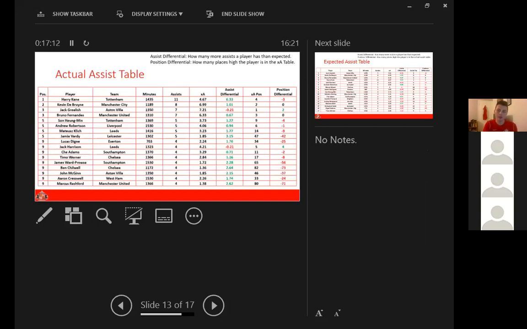Again, we're going to have a little look at the actual assist table and then compare it to the expected assist table. So again, these are the actual assists the players got compared to what they should have. If you can see, Kevin De Bruyne is outperforming his by quite a lot. He should really only have 6.33 assists, but because of the team he's playing in and the players he's played with, he has 4.67 assists even.